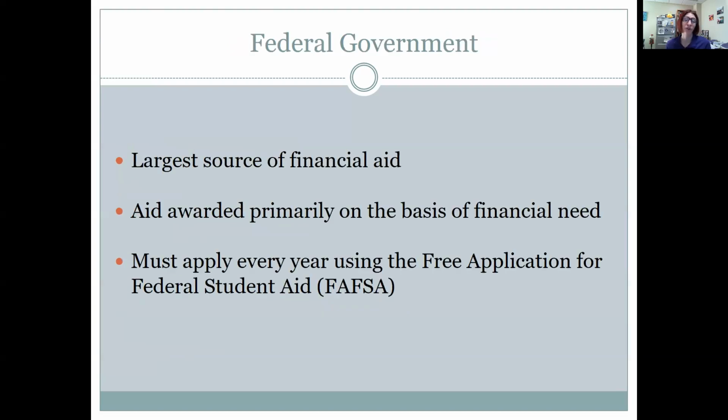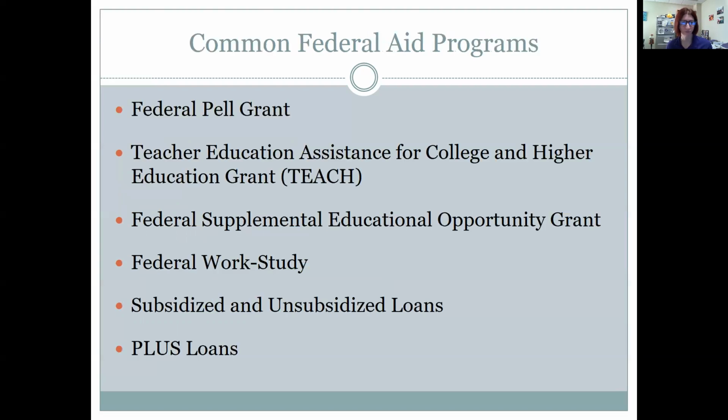As I said about the federal government, it is the largest source of financial aid. The aid is awarded primarily on the basis of having some type of financial need, again based upon those calculations I talked about earlier. And you must apply for this every year using the FAFSA form. So it's not just a one and done. You do have to do this every year in order to be considered for a new round of federal aid, along with other sources.